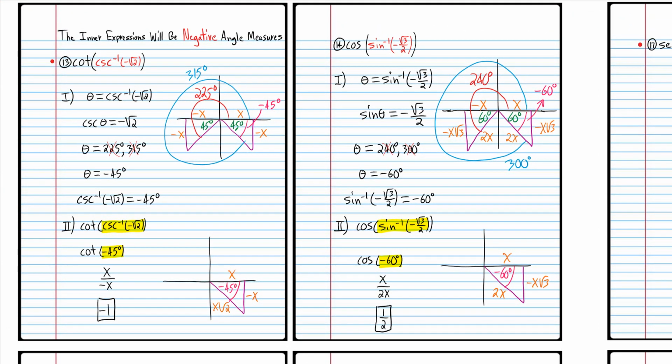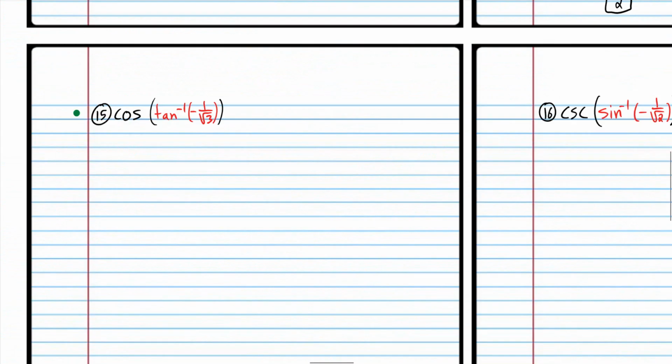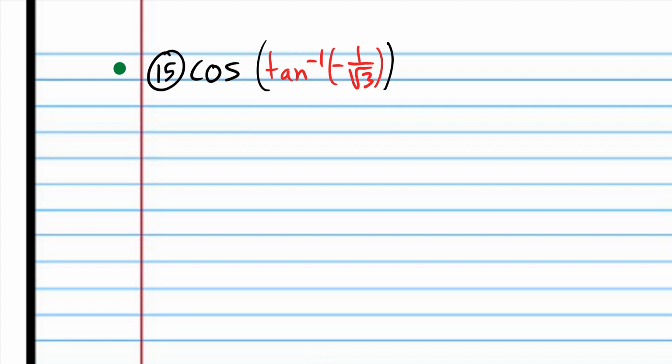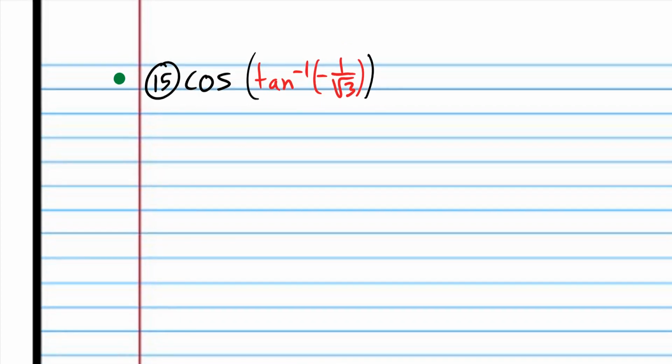I want you to get a picture of these two pages, and you're going to do a problem like this now. So try number 15. Remember, always start by finding the value of the inside expression. And remember, this inside expression in these particular problems is going to be a negative angle. So don't get fooled by that. All right, try number 15. When you come back, we'll do it together.